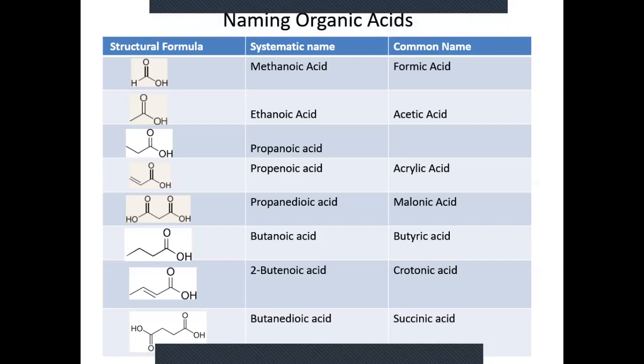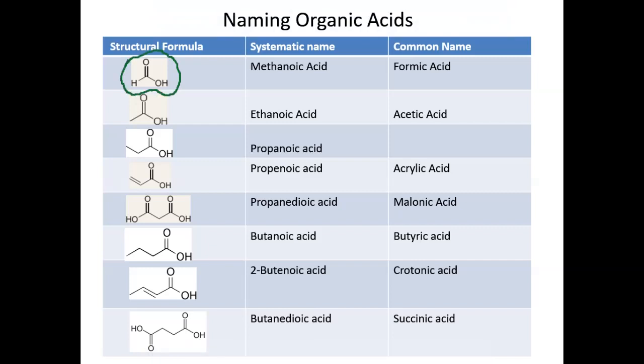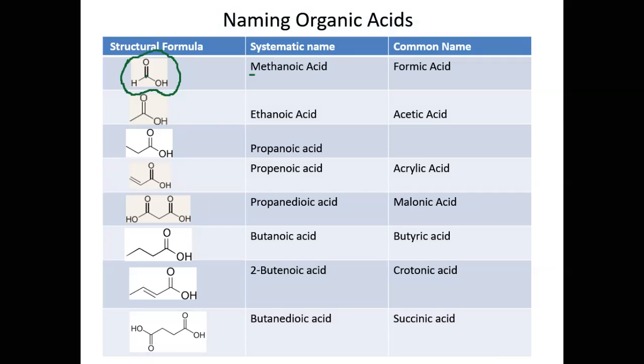And so here we have this acid. We count the number of carbons. It has 1, so we use the prefix meth. It's an acid, so we use oic. So this is methanoic acid, commonly referred to as formic acid. Methanoic acid tells you it has 1 carbon in that acid, and the oic tells you it's an acid.